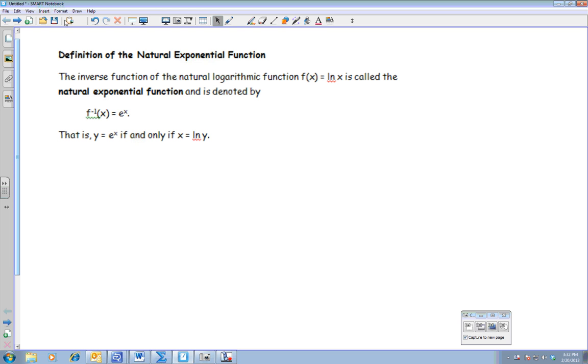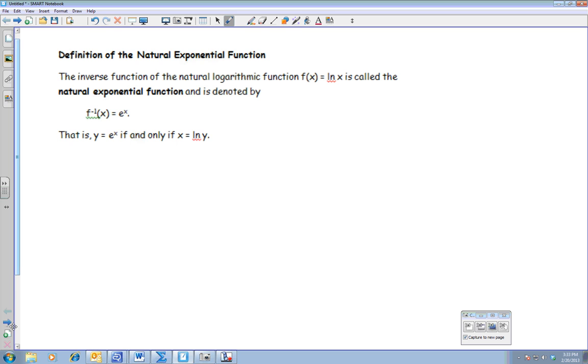Okay, so the first thing we're going to talk about is the definition of the natural exponential function. So the inverse function of the natural logarithmic function, f of x equals natural log of x, is called the natural exponential function, and is denoted by, this is my inverse symbol. So the inverse of natural log of x is e to the x. Okay, so that is y equals e to the x if and only if x equals natural log of y. And we know that because, remember, we switch our x's and y's to find the inverses.